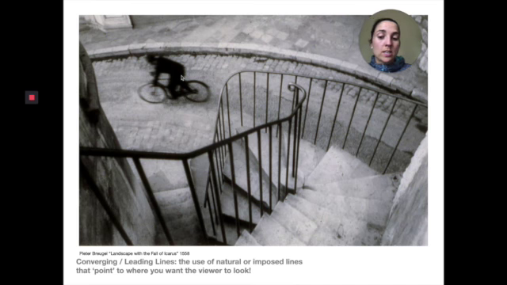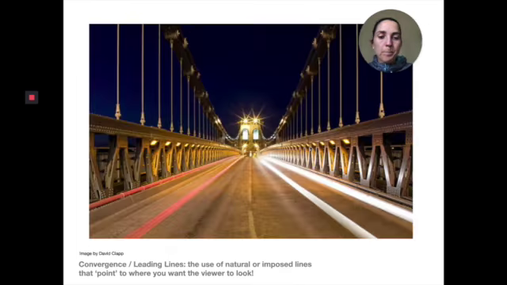So another strategy is when there's lines. In this case, it's a photograph. So the artist didn't paint these in. They just happened to take the photograph at the right time where all the lines were leading towards the cyclist. In your own artwork, you could intentionally include different types of lines to direct your viewer to what you want them to see first.